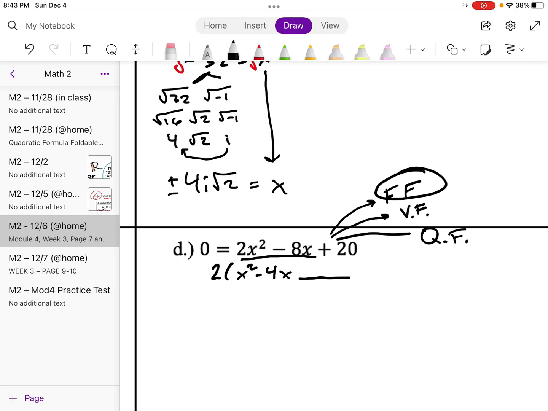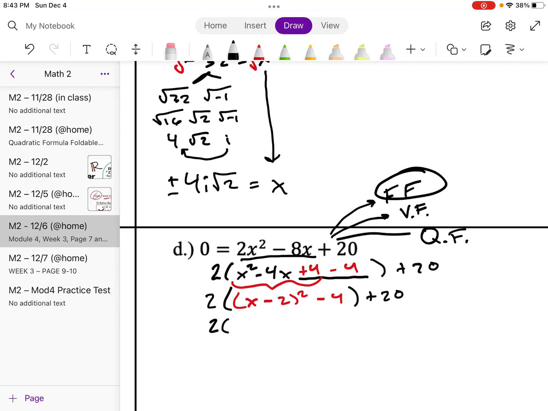Pull a 2 out of everything, or just the first two terms. X squared minus 4x, leave some space, plus 20. Going to do half the middle term, then square it. So that gives me negative 2 squared, which is 4. Bring everything down. Then redistribute. So now I've got 2 times x minus 2 squared minus 8, because I'm multiplying this times that. And we get plus 20.